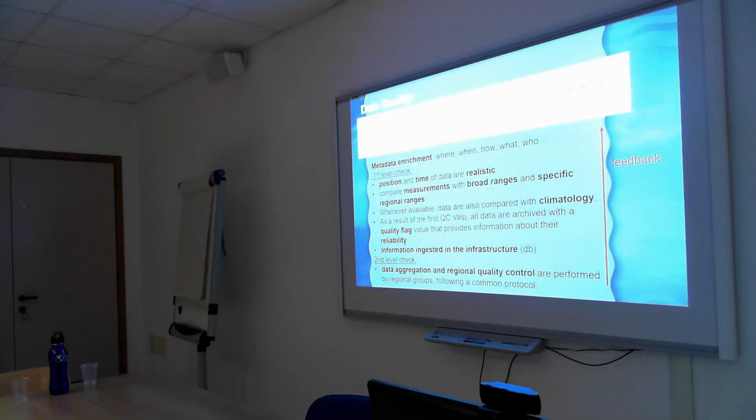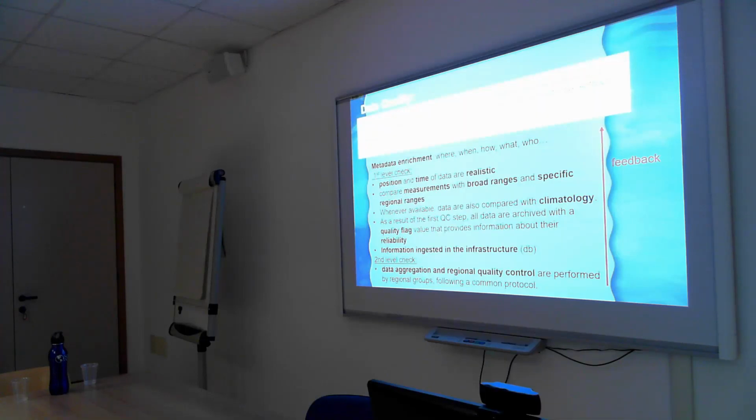The data quality is performed in our experience and in our group at different levels. First level is the metadata enrichment. So we try to answer some basic questions that provide you the information about where, when, how, what, and who achieved the data. Once the data are enriched by this metadata, we start a first level check. This is done at a data center level.